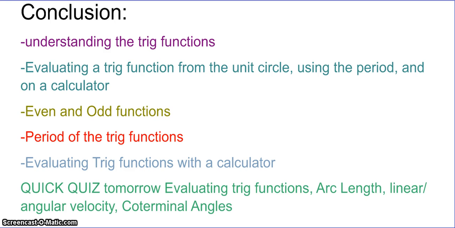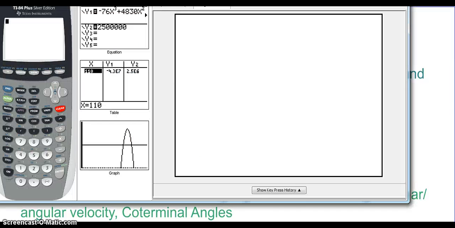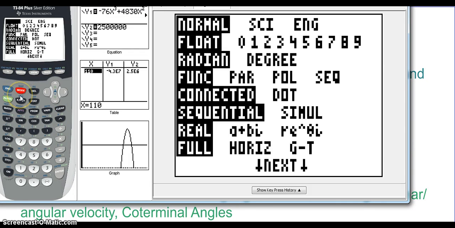Okay, so in conclusion, we want to make sure we understand the trig functions: evaluating a trig function from the unit circle, understanding the period of each trig function, understanding which ones are even and odd, and evaluating trig functions with a calculator. So again, using the inverse function. So if you're confused, real quick, I'll just show you what I was talking about with the calculator. First, we want to check our mode. So I'm in radians. Okay, that's good.